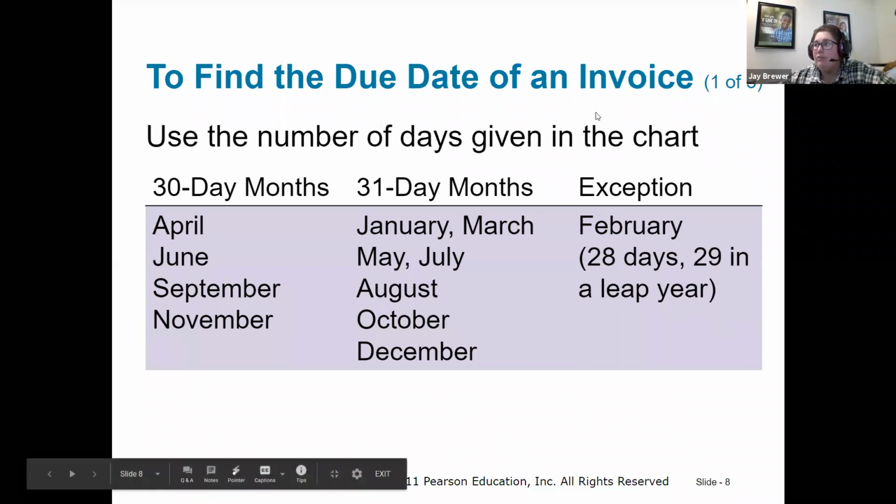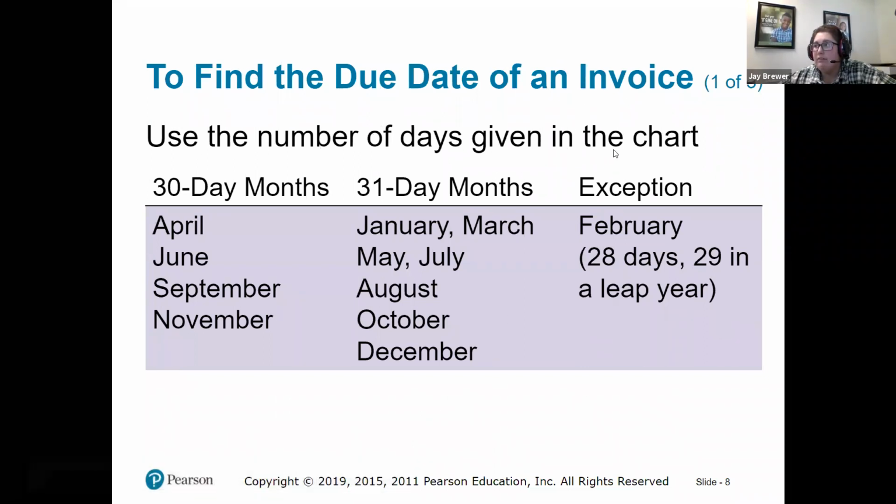All right, to find the due date of an invoice, use the number of days given in the chart. So we have 30 days for months that obviously have 30 days, and then April, June, September, and November. 31 for January, March, May, July, August, October, and December. And of course, February has their little exception. You can sing the song, you can do the fingers versus knuckles, whatever you want to do, but obviously remember which one of these months has 30 versus 31, and I'm going to assume most of you will remember February.